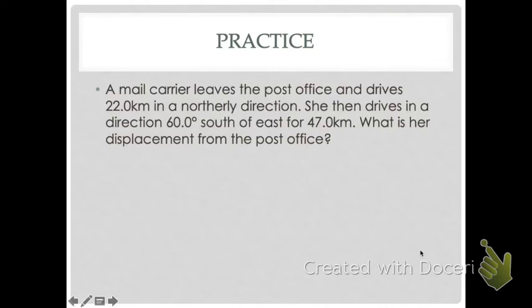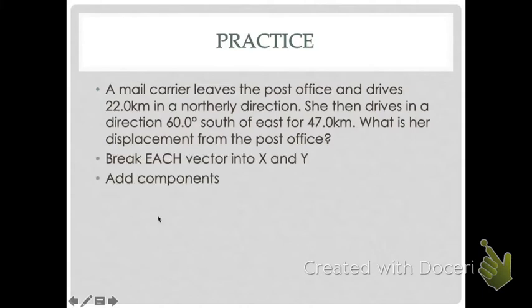So I want you to maybe write down the whole problem. I don't know if you guys like to write down the whole problem or not, but here's what I'm going to show you on this problem, okay? It says a mail carrier leaves the post office and drives 22 kilometers in a northerly direction. That just means purely north. I don't know why we have to get fancy with our wording, but it just means north. She then drives in a direction 60 degrees south of east for 47 kilometers. What is her displacement from the post office?